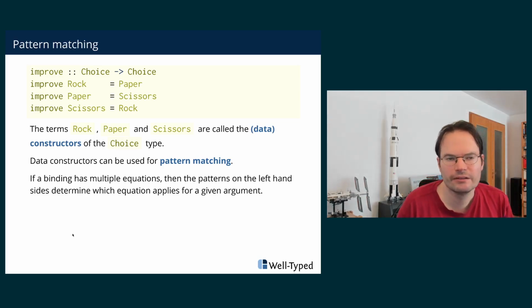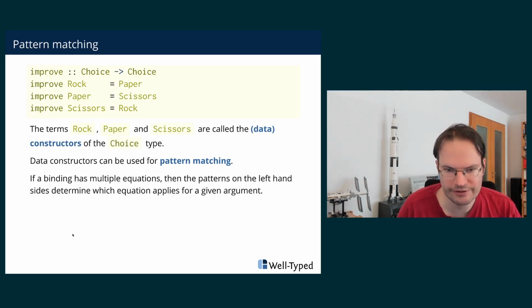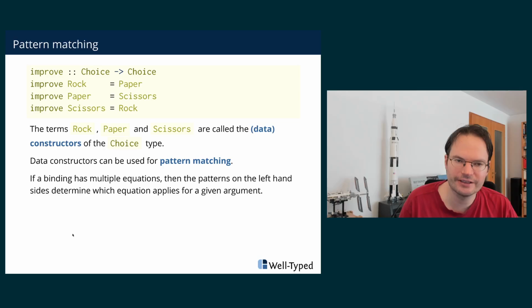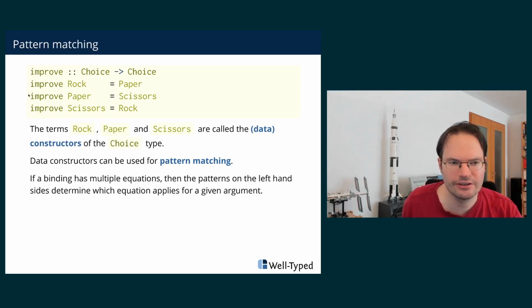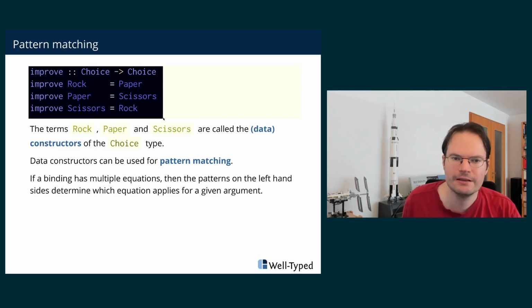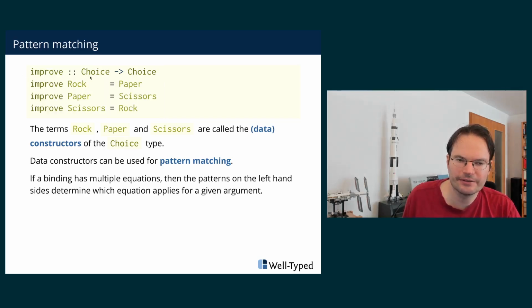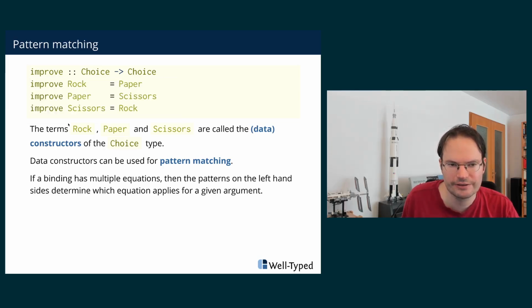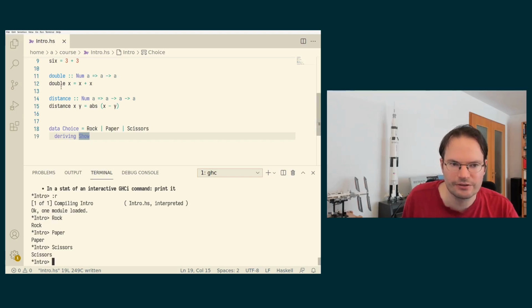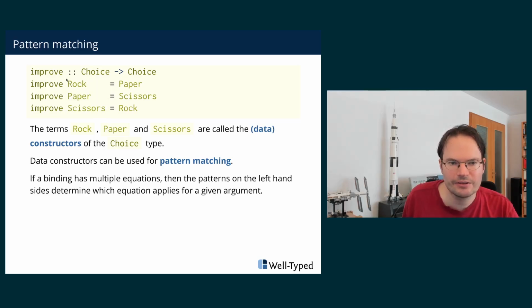So the main way in order to define functions in Haskell that do something interesting on data types is called pattern matching. And that is what we see in action here with the improve function. So we see that improve has a type signature that we can read. It's a function from choice to choice. But then rather than just having a single equation, it actually has 3 equations. And these 3 equations do not mention variables on the left-hand side for the arguments, such as our distance function or our double function did, but instead they mention the constructor names.